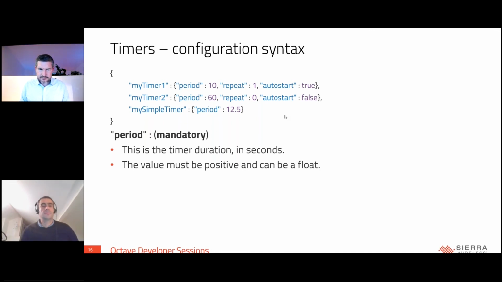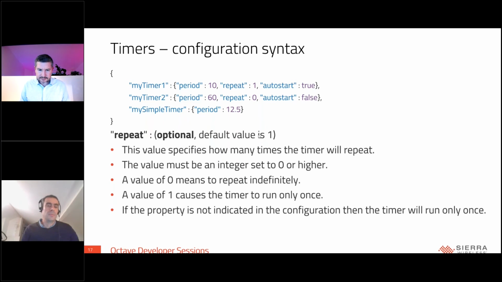Each line is a timer, and a timer is defined by a name and different parameters. So here is the timer name, and then some parameters. The first parameter I would like to show is the mandatory one, the period, which is the timer duration in seconds. It can be a float, and it has to be strictly positive. A period of 0 has no meaning.